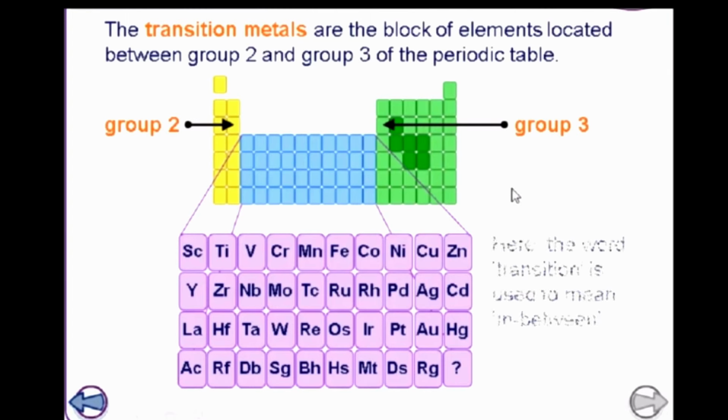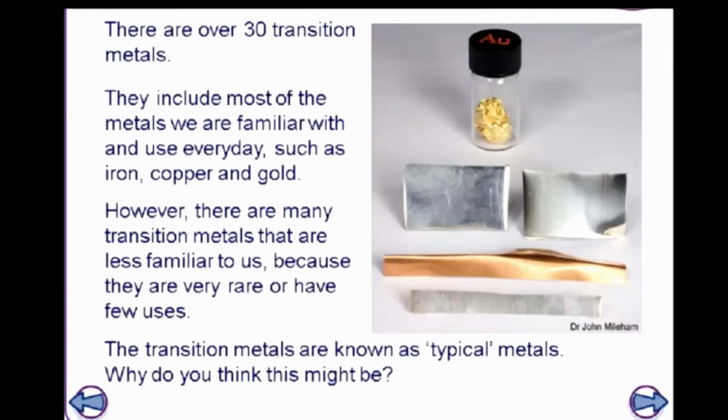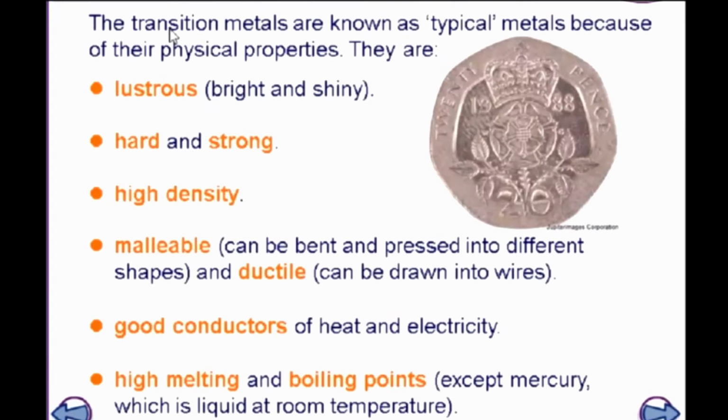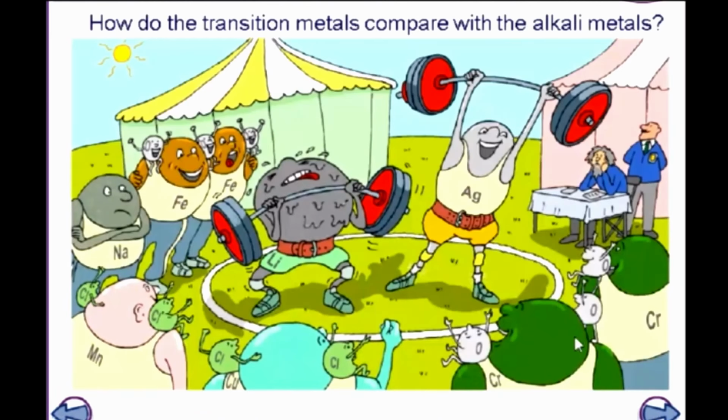Now let's go deeper into the transition metals. Okay, let's change it. So transition metals and alkali metals. How do the transition metals compare with the alkali metals? Here we are comparing the alkali metals that are found in group 1.